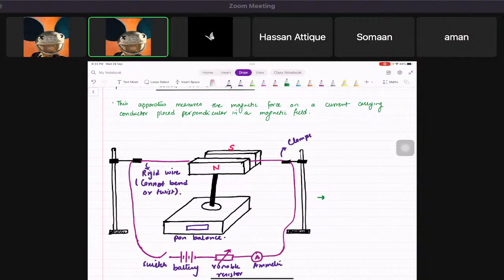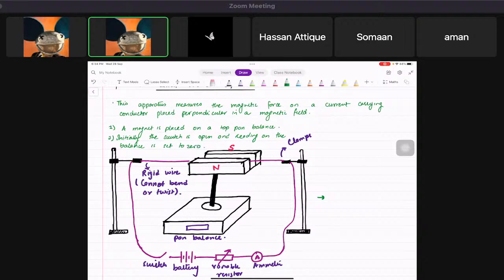So first of all, in the first point, I'm going to say a magnet is placed on a top pan balance. All right. Then part 2. Initially, the switch is open, as you can see from the drawing as well, and the reading on the balance is set to 0.